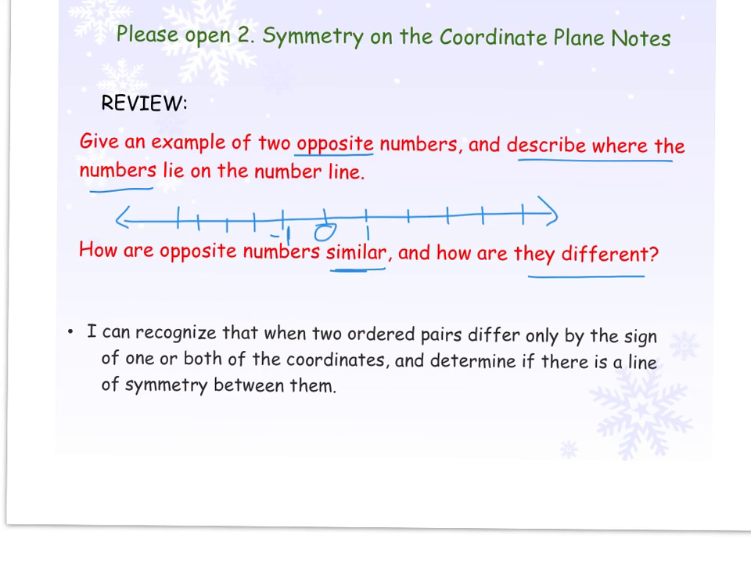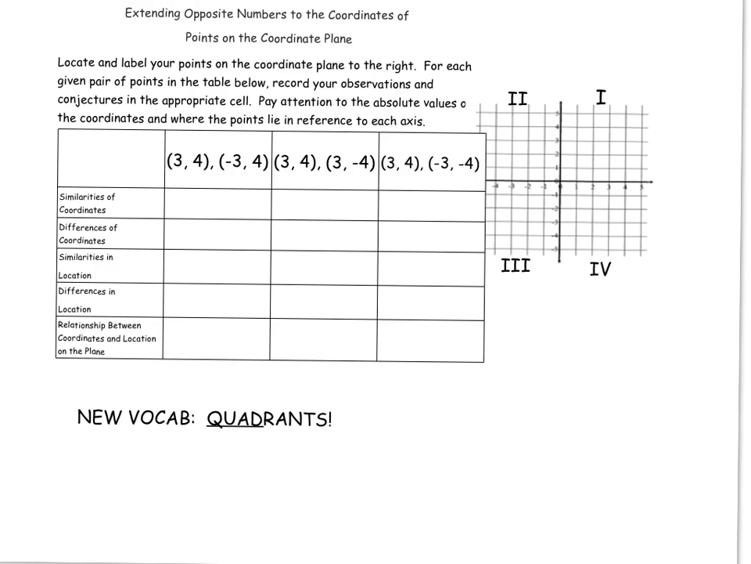So what we're going to do today, hopefully by the end of the lesson, is that you're going to be able to recognize when two ordered pairs differ only by the sign and how they are related on the coordinate plane and what the line of symmetry is between them.